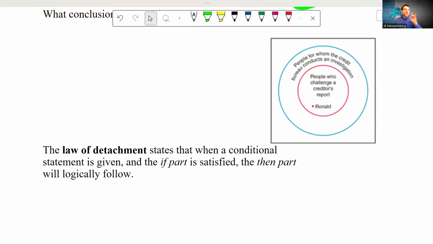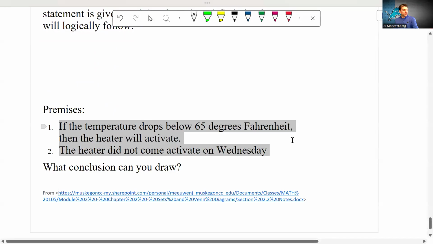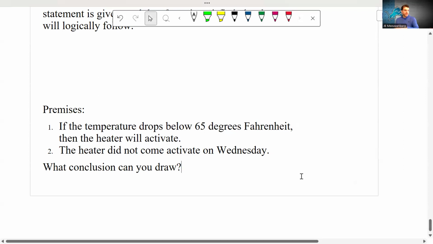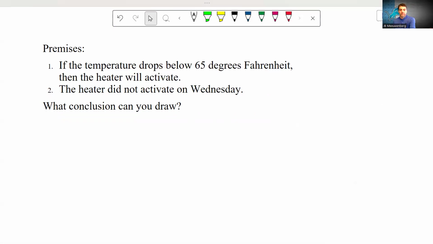All right, so here's another one, a very similar situation. So here are two statements. Again, I will let you read these on your own, pause the video, and see if you can make sense and figure out what conclusion you can draw. Hopefully you've had a chance to read these and come to some logical conclusion.